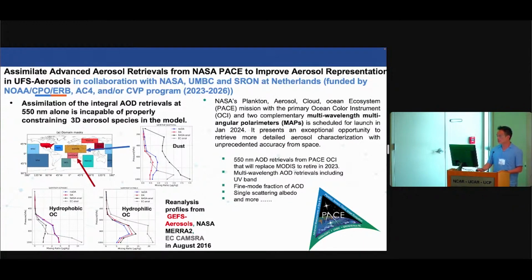But we have opportunities. In our upcoming project, we are going to collaborate with aerosol experts from NASA, UMBC, and others to assimilate NASA's next-generation aerosol retrievals, including multi-wavelength AOD retrievals, fine mode fraction of AOD, and single scattering albedo. Simultaneously assimilating all these retrievals is expected to further improve the aerosol representation in the UFS aerosol model, such as aerosol composition, physical and absorption properties. And this work is funded by the NOAA CPO program.